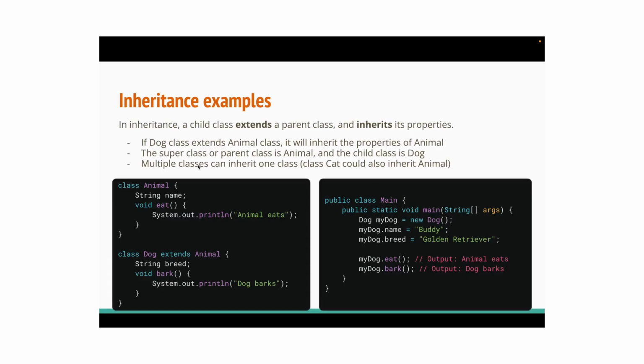Multiple classes can inherit one class, so class cat could also inherit animal. You can think of animal like an overall category and cat and dog, the child classes, as individual types of that overall parent class. So here we have class animal, and then we have class dog extends animal. Because it extends animal, it's automatically going to inherit string name and method eat, even though it does not actually define them right here, because since it extends animal, it automatically has all of these variables and methods.